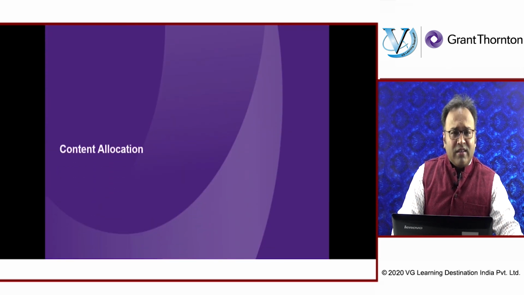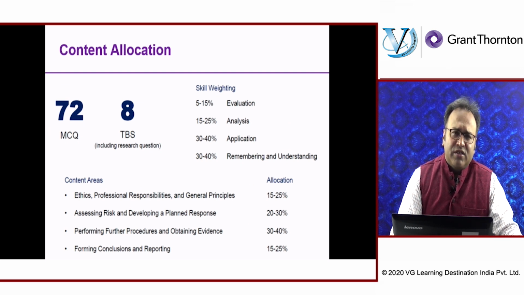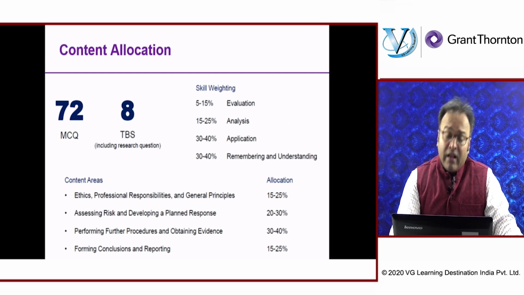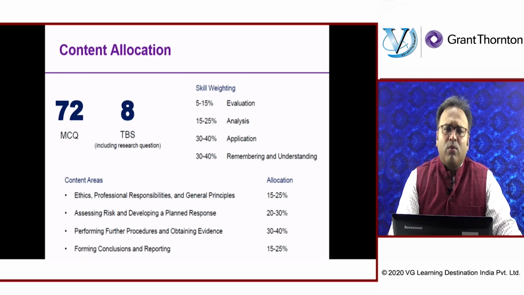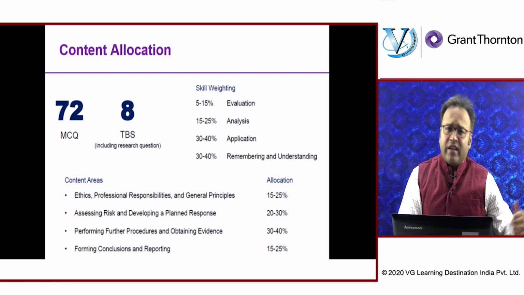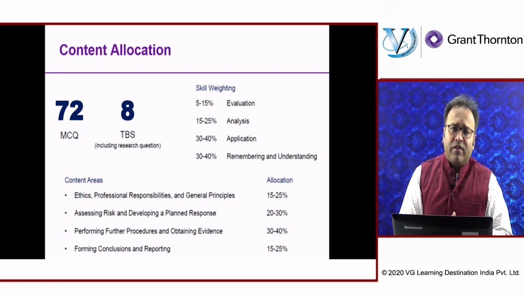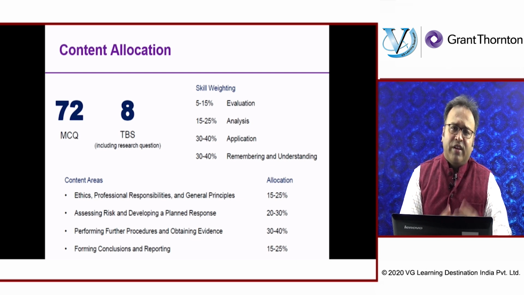Let's move forward and talk about auditing and attestation's bifurcation in the examination. As you can see on the screen, the exam contains 72 multiple choice questions and 8 task-based simulations. What are task-based simulations? People generally ask me. These simulations are nothing but a big case study given to you at the beginning of the testlet or the exam paper. And once you go through the entire case study, you have to answer various questions.